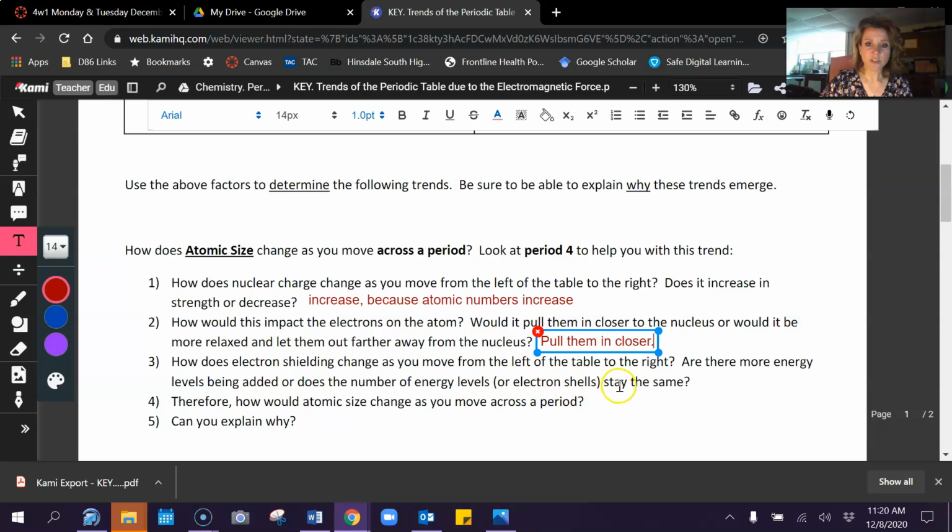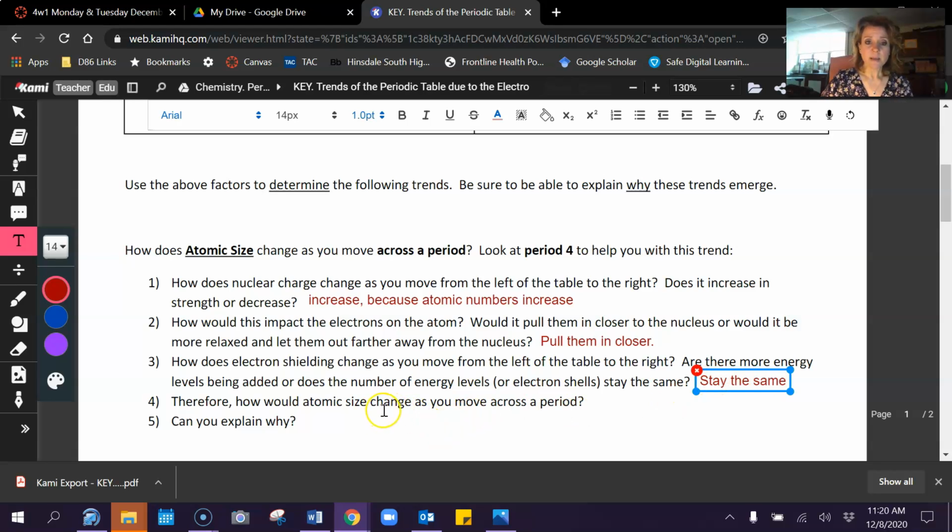How does electron shielding change as you move from the left of the table to the right? Are there more energy levels being added, or does the number of energy levels or electron shells stay the same? Well, this is one that you should be able to answer right away. As you move across a period, all of those elements have the same amount of rings around the nucleus, so it's going to stay the same.